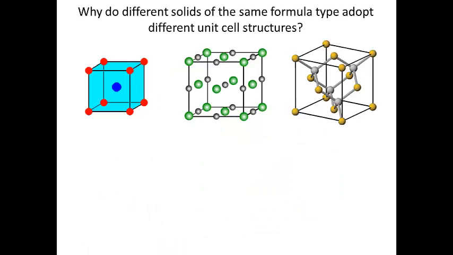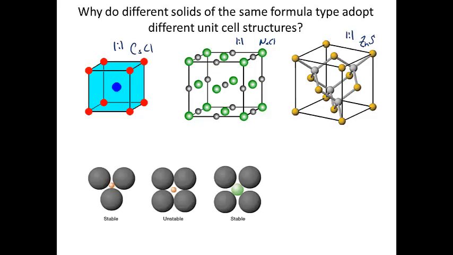So let's talk briefly about why it is that different solids take different crystal structures. So notice each of these is a 1-to-1 crystal structure, meaning that there's 1 cation for each anion when you do the formulas for each of these. And so, for example, cesium chloride will take this shape, sodium chloride will take this shape, and zinc sulfide will take this shape. Why is it that they take different shapes? Why don't they all just take the same shape? And the answer lies in the fact that stability comes from the ability of ions to be near each other. The more close contact between ions, the more stable the ionic bonds.